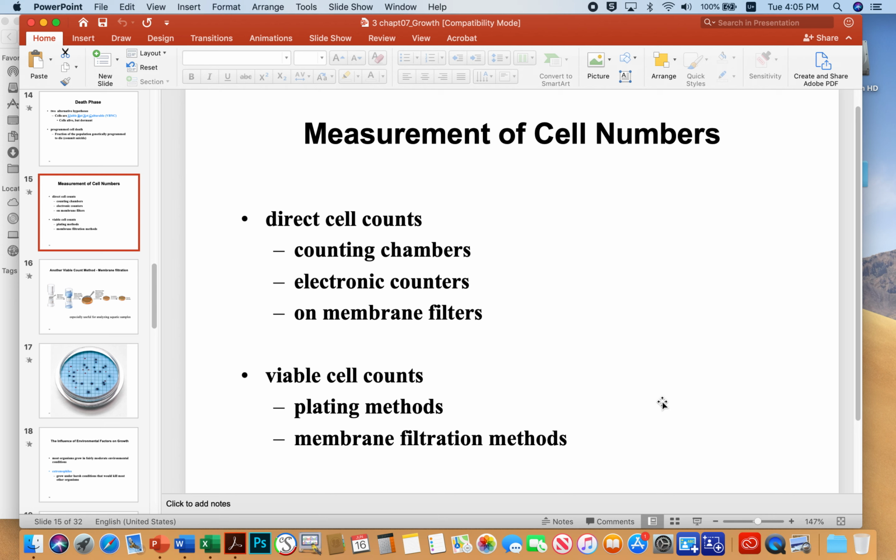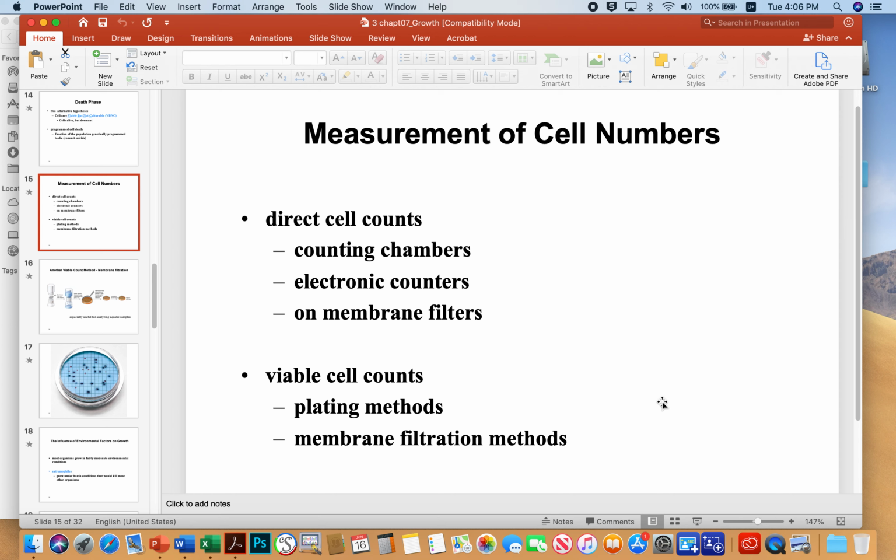Numbers and cell viability can be measured using a variety of different approaches. There are direct cell count methods and viable cell count methods. Direct cell count methods include little counting chambers that you can look at under the microscope, and we'll do a bunch of this if you take my wine microbiology class, for example.